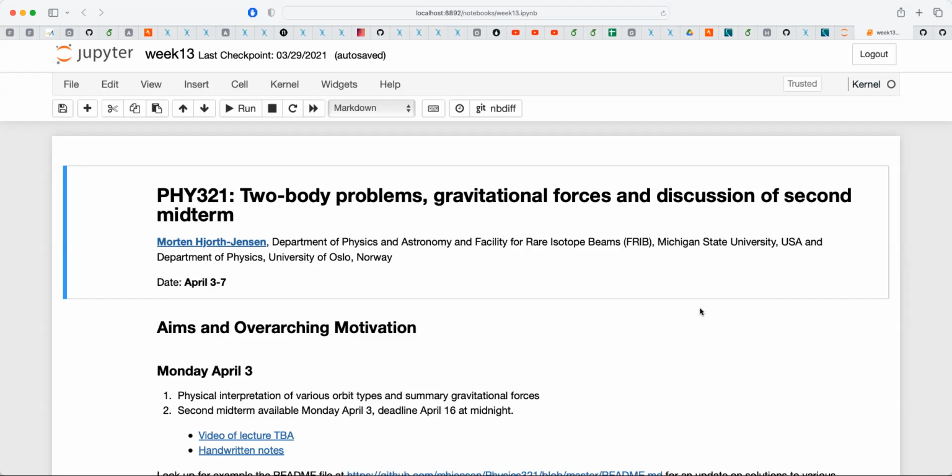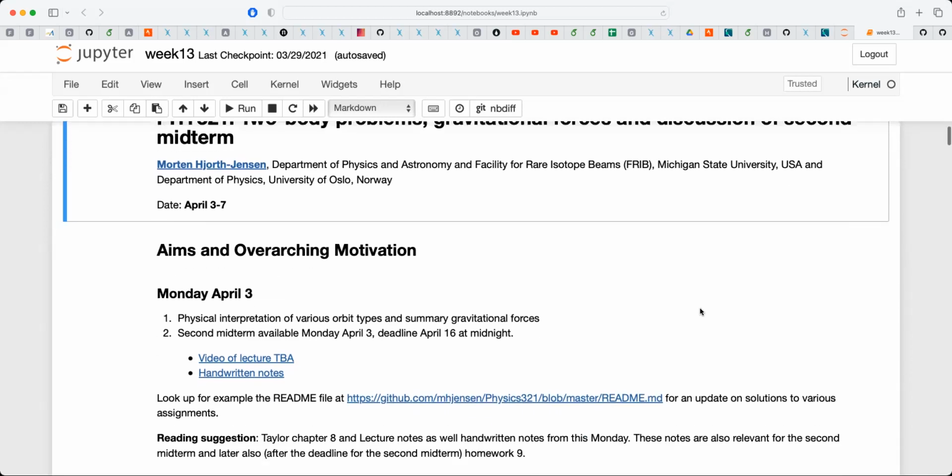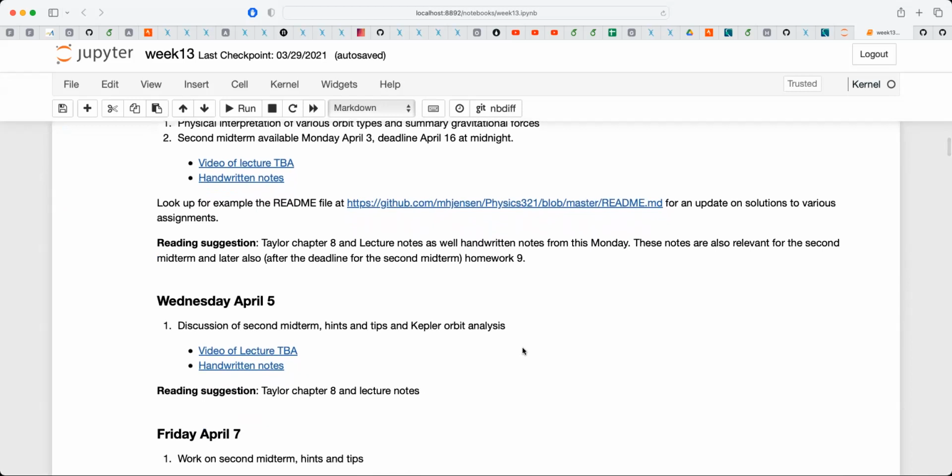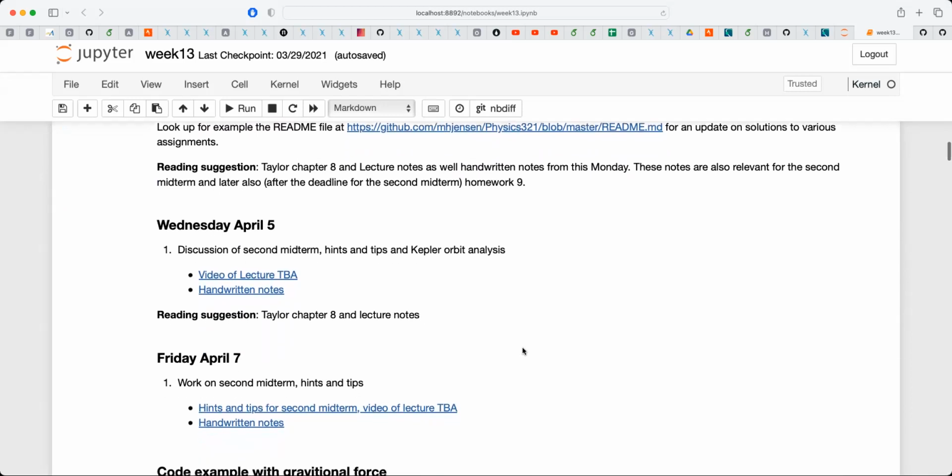And so Wednesday, we are going to look at the second midterm, and we are going to repeat things a little bit about Kepler orbit analysis and so on. And then we will use parts of the lecture to study the midterm. And Friday is just the midterm solution. And then we repeat much of the same thing next week as well.